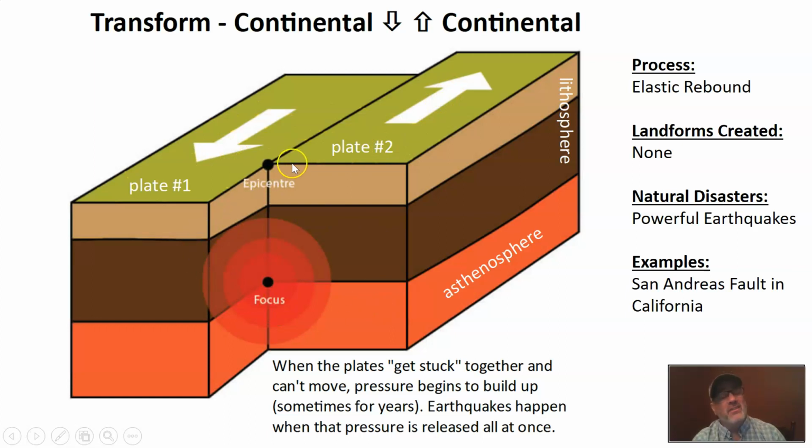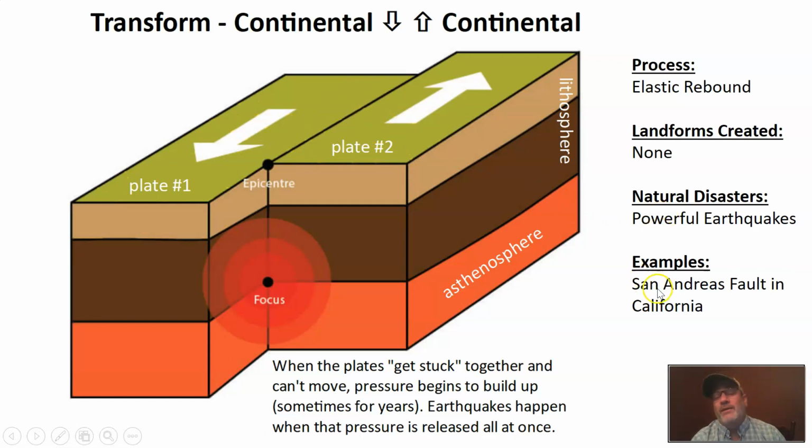Sometimes those plates get stuck together. So even though the plates are still moving, the rock gets hung up and pressure begins to build up, maybe for years at a time. Then after the pressure becomes great enough, that rock is either going to fracture or it's going to spring back and take its original shape. That sudden release of pressure is what we call elastic rebound, and that is going to produce earthquakes.